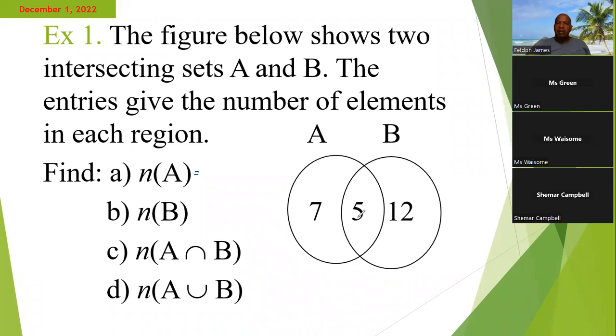Now, how many members inside this region here? 5. What is this region called? The intersection. Clear, good. What about this region? What do we call this region? B only. Right. How many members are in that? 12. Okay. Now, the first part of the question, I want to tell us how many members in the circle A. What are we going to do?